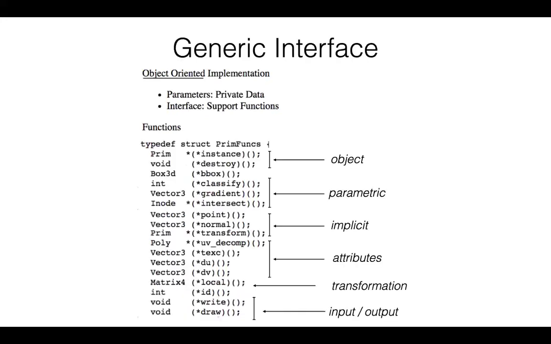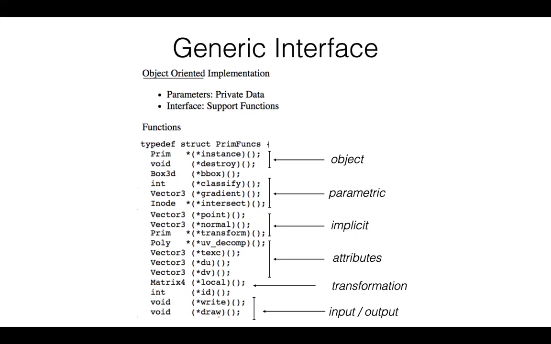So here we can see that we can build a generic interface using an object-oriented implementation. Basically, we have classes, and the generic class will be a primitive, and a primitive has its parameters, like private data that belong to different types of primitives. And then the interface will be through support functions that are used to manipulate this in the system. The advantage is that when you implement the system, it doesn't need to know which primitive it is, because it talks to the primitive through these functions.